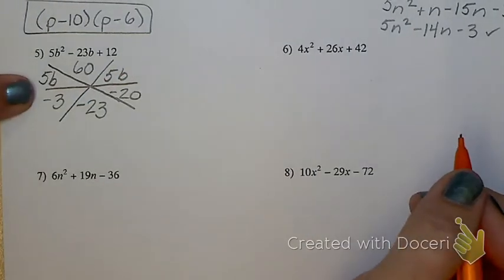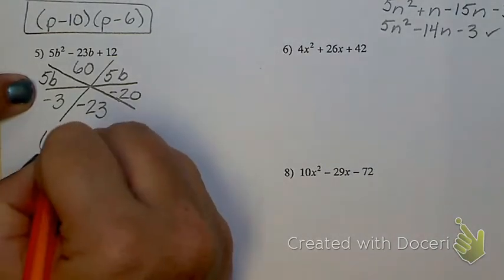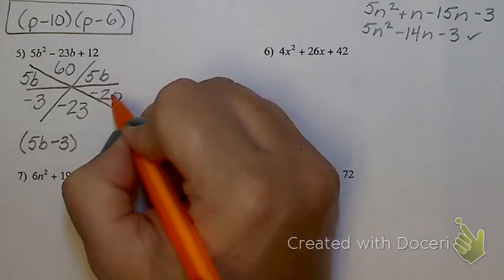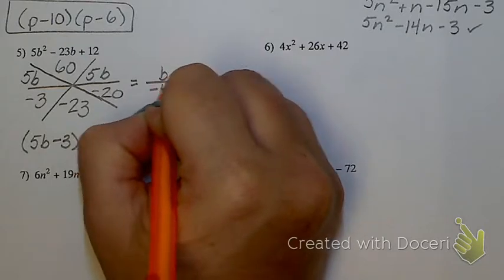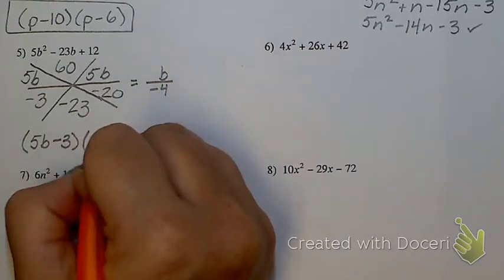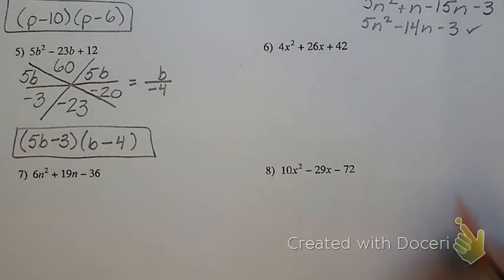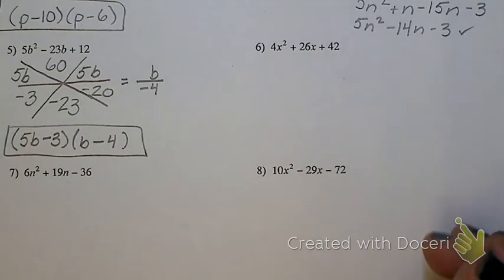Can 5b over negative 3 reduce? No. So one of my parentheses is 5b minus 3. Can 5b over negative 20 reduce? Yes. To what? b over 4. So the other parentheses is b minus 4. Okay. Let's look at number 6 then.